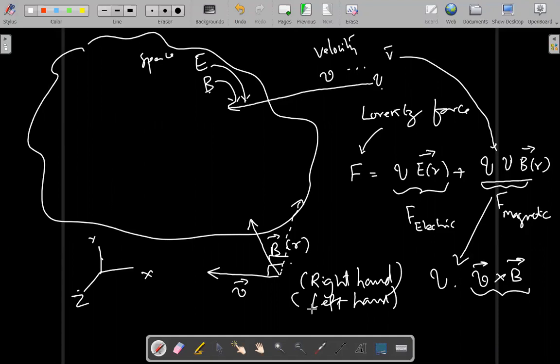The magnitude of the magnetic field B is 1 SI unit when the force acting on a unit charge moving perpendicular to B with a speed of 1 meter per second is 1 Newton. So B is considered 1 Newton. So dimensionally, the dimensions of B are nothing but dimensions of F divided by dimensions of Q and dimensions of V. Q is a coulomb, V is a meter per second, therefore Newton second is the unit of B.